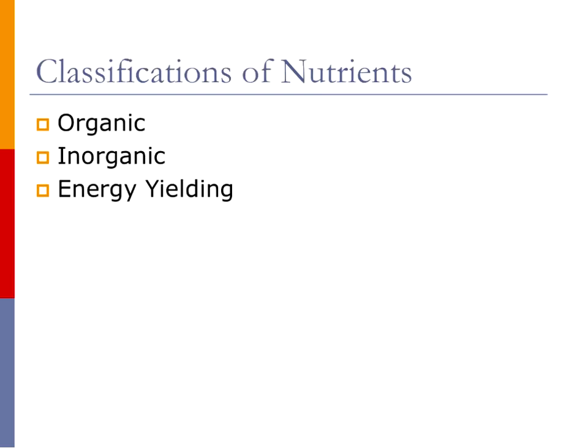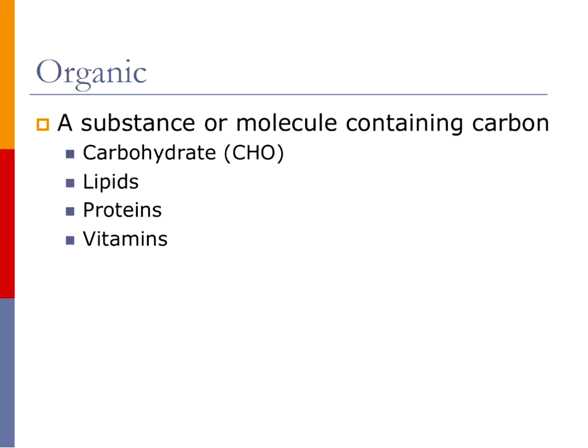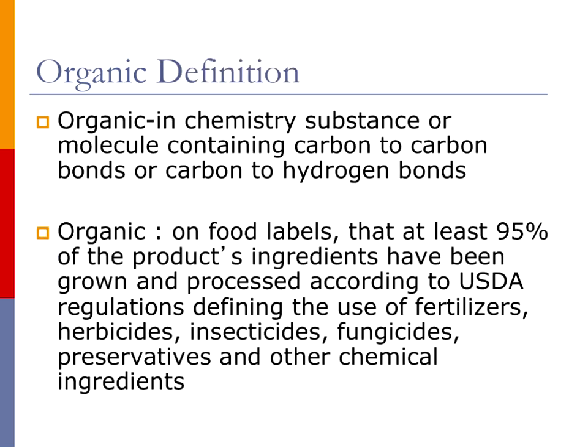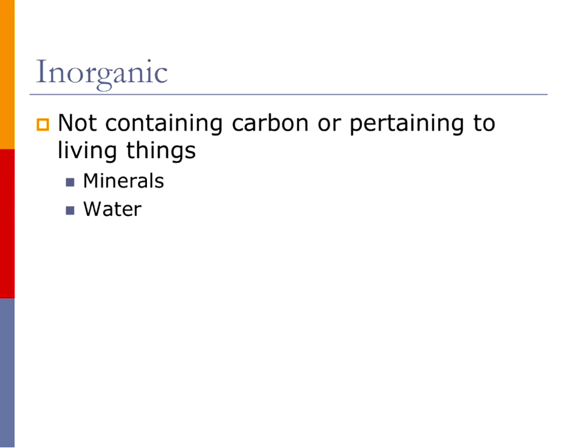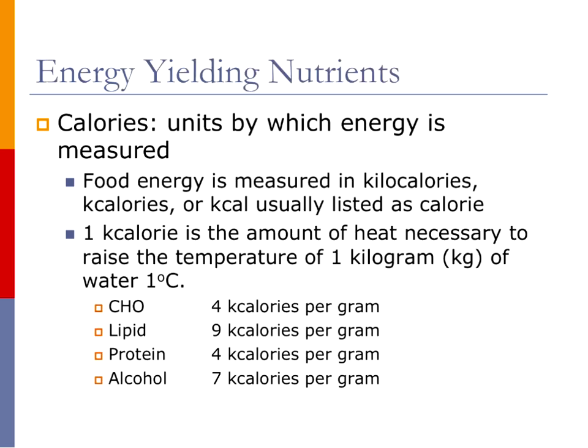These nutrients are classified as organic and inorganic and energy yielding. For the organic ones, we use the chemistry definition of organic, not the one you get at the supermarket. So our definition means that it contains carbon. So carbohydrates, lipids, proteins, and vitamins are organic. And I told you that already. The inorganic ones are minerals and water. Those do not contain carbon. Minerals are like rocks and water.